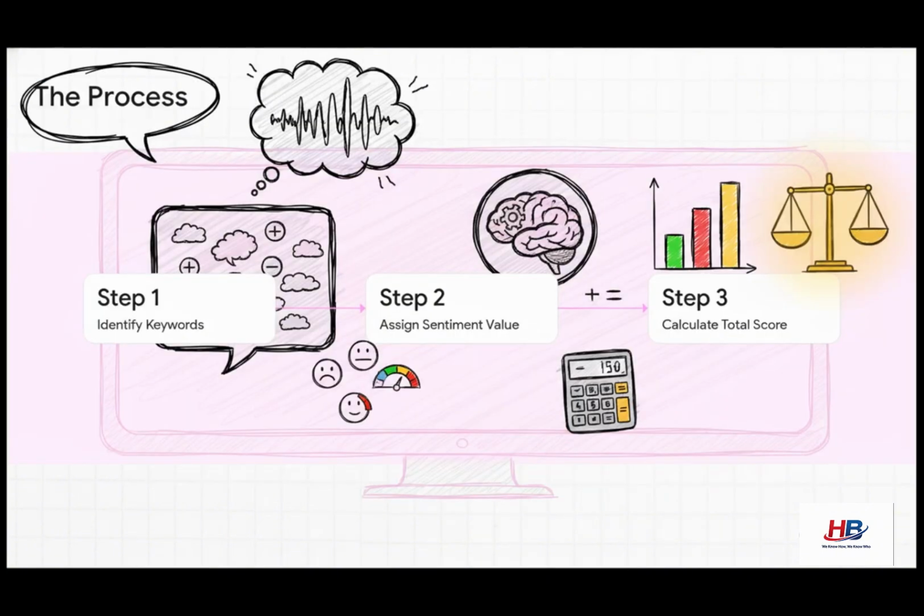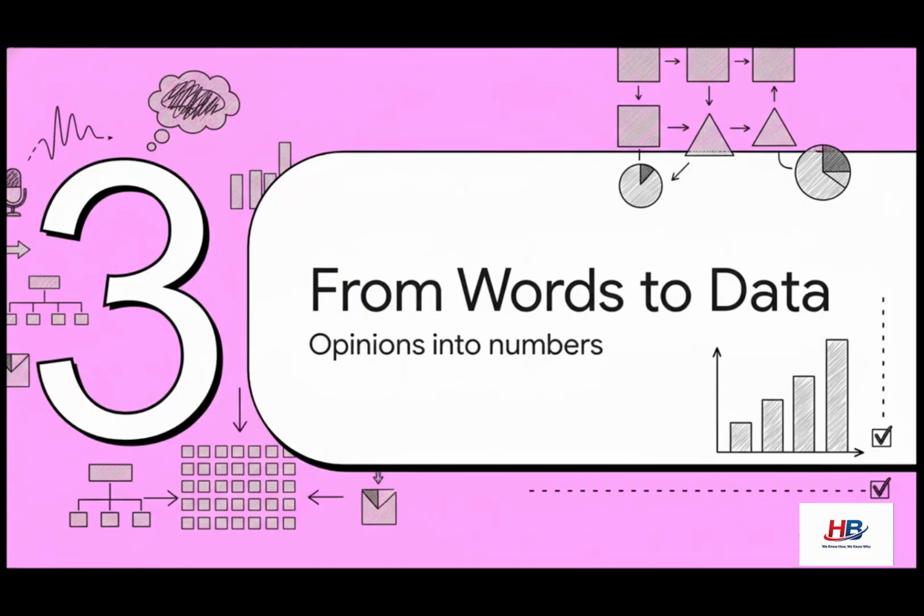At its core, the whole process really breaks down into 3 simple steps. First, the system scans the text and identifies keywords that carry some kind of emotional weight. Second, it gives each of those words a value, a score. And then finally, it just adds everything up to get a total score for the whole sentence. And this is where it gets really, really powerful. By following those steps, we're systematically turning all these messy, subjective human opinions into clean, structured data.